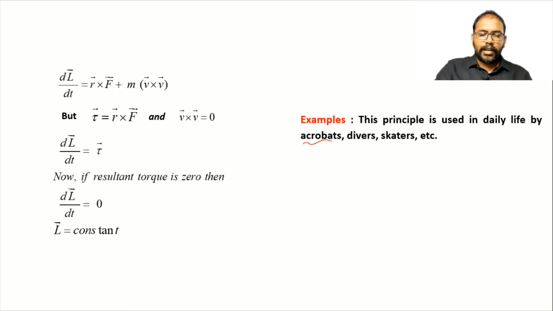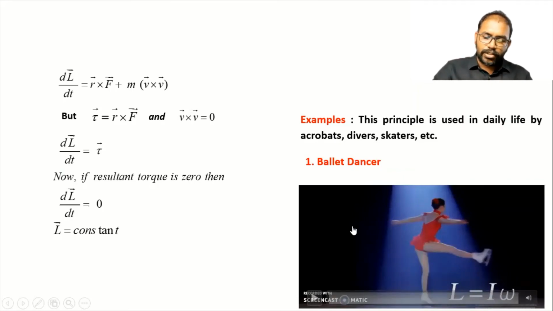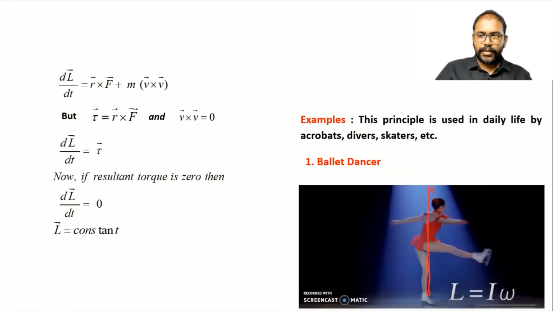Acrobats, divers, skaters, they are using this principle. Let's see some examples here. Ballet dancer. Now you can see a picture in which a ballet dancer is there. Initially this is the axis of rotation of the ballet dancer. Now when hands are outstretched, that time the moment of inertia of the body is larger.